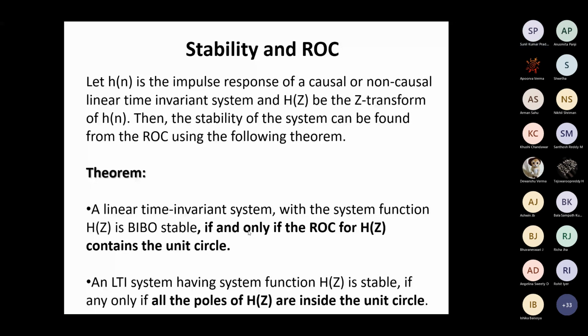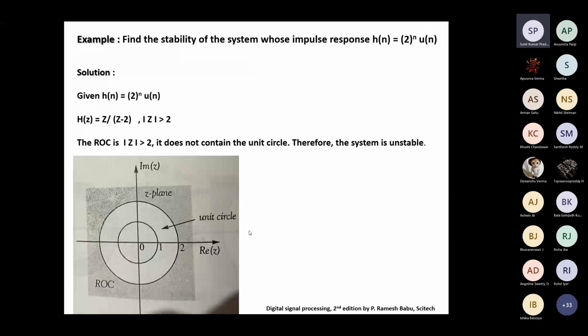Let's consider the stability of this impulse response. Let's say your impulse response h(n) is equal to 2 to the power n u(n). Now let's find its Z transform. What will be the Z transform? It will be z divided by z minus 2. So accordingly, what is your region of convergence? Your region of convergence will be mod z greater than 2, right?